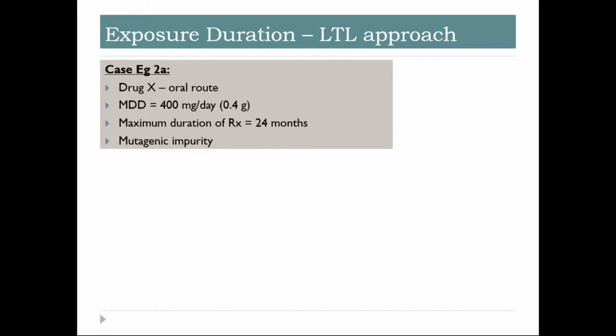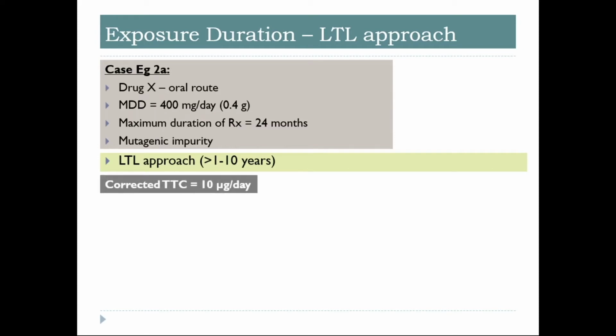Coming to the next case example, a mutagenic impurity was seen in a drug X, which is indicated by oral route with a maximum daily dose of 400 mg, and maximum treatment duration is 24 months. With this information, one can apply the LTL approach as it falls under the category of 1 to 10 years treatment duration. So the corrected TTC is 10 microgram per day for this particular impurity in that particular drug.